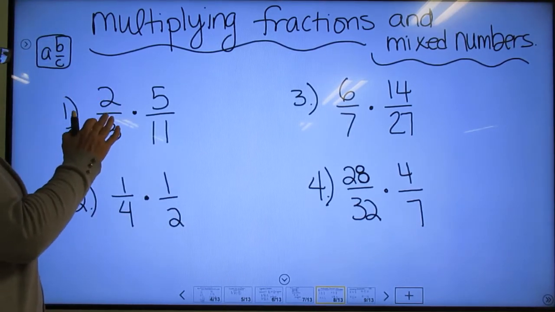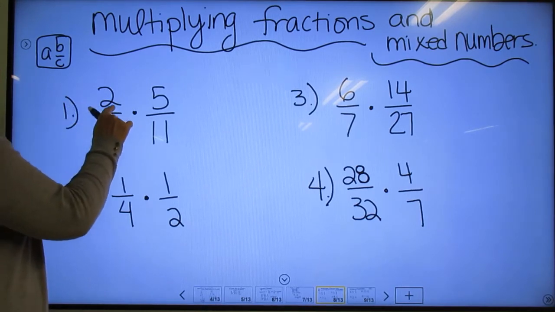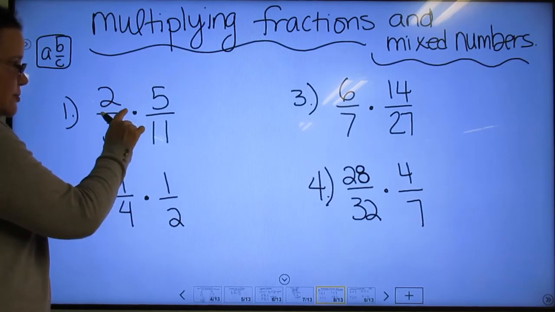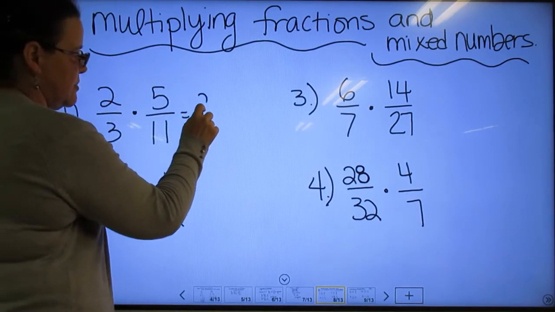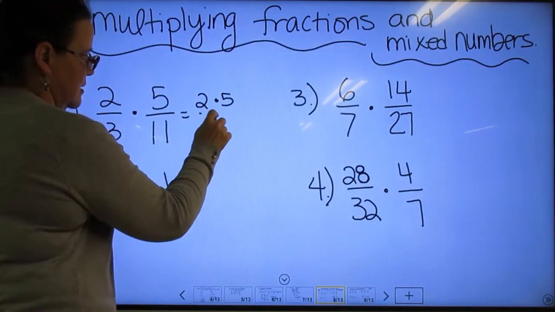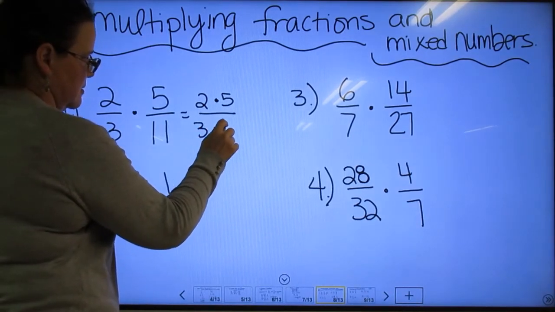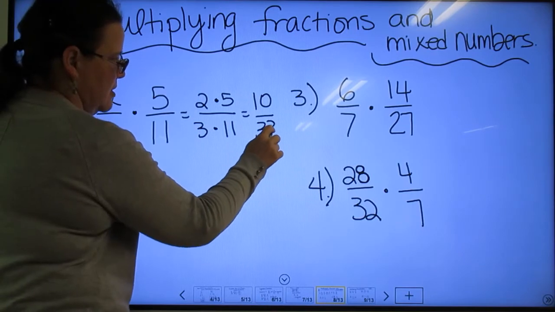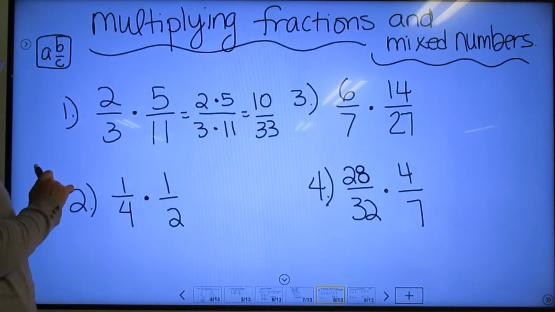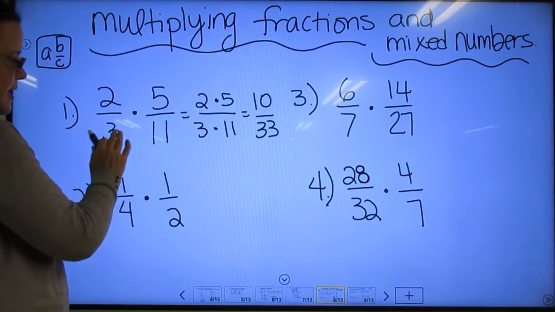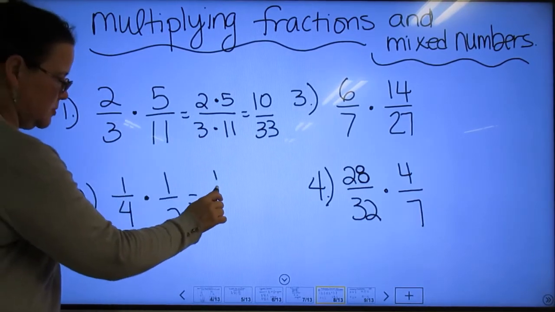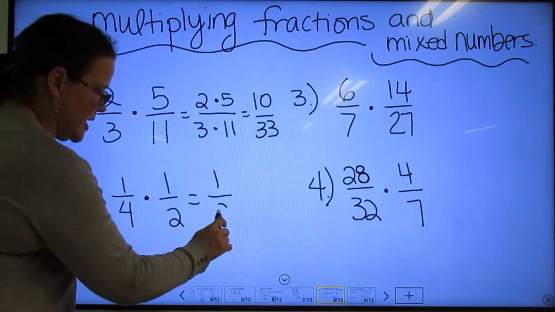When you're multiplying fractions, 2/3 times 5/11, you just go across, 2 times 5. You could either rewrite it like this, and you would get 10 over 33. Or if you know your multiplication, you just do 2 times 5 is 10 and 3 times 11 is 33. Just like this one. 1 times 1 is 1. 4 times 2 is 8.